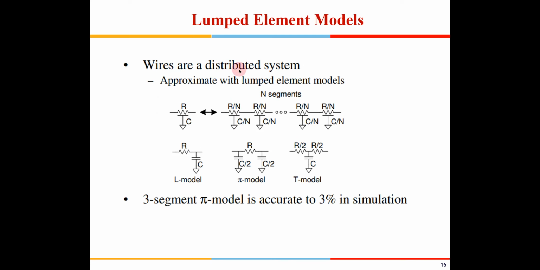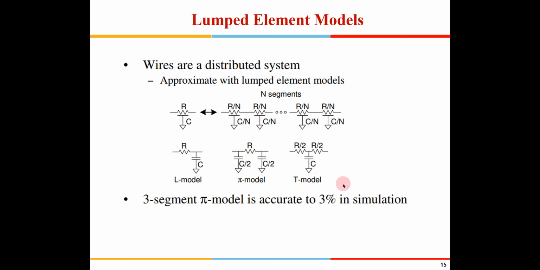Now if you see the model, you can model the wire as a resistance and a capacitance. This is known as the L model, where you represent it by a resistance and a capacitance. This is known as a pi model, where you compute the capacitance and split it into two. And this is known as a T model, where the resistance is divided into two and you use a single capacitance. In the pi model, once you compute the total resistance and total capacitance, you divide it into three segments.